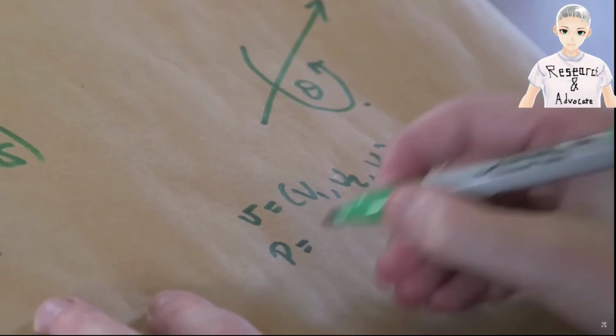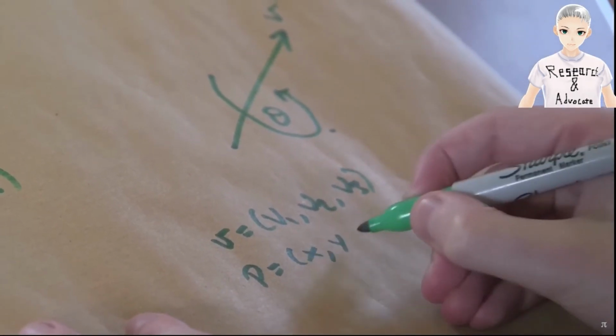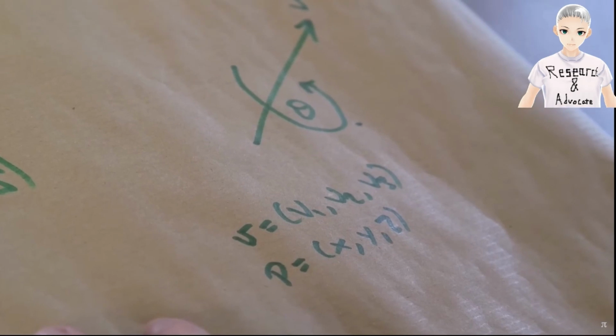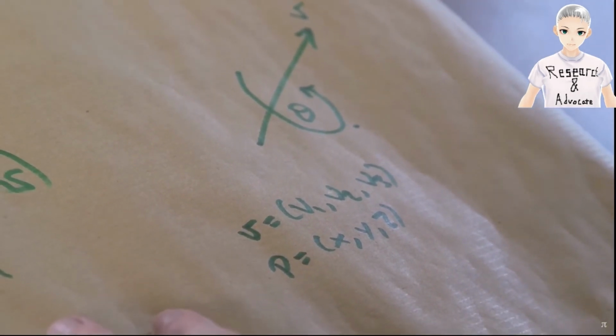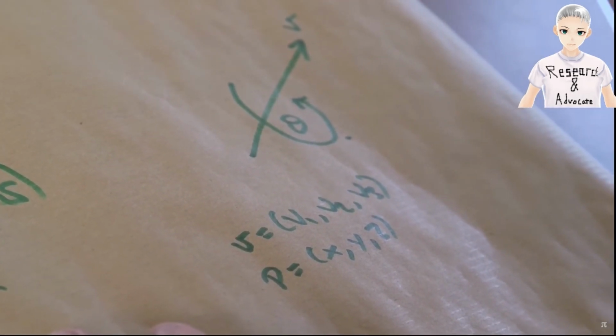So let's call that a P. And that's just X, Y, and Z for that point in 3 dimensions. This is how things work. But now we're going to rotate it using a quaternion. What does a quaternion look like?